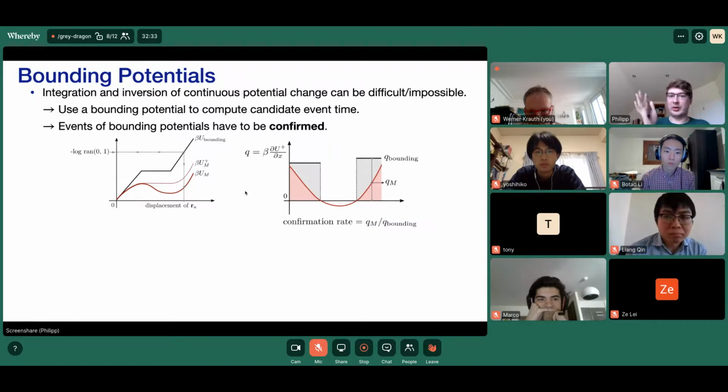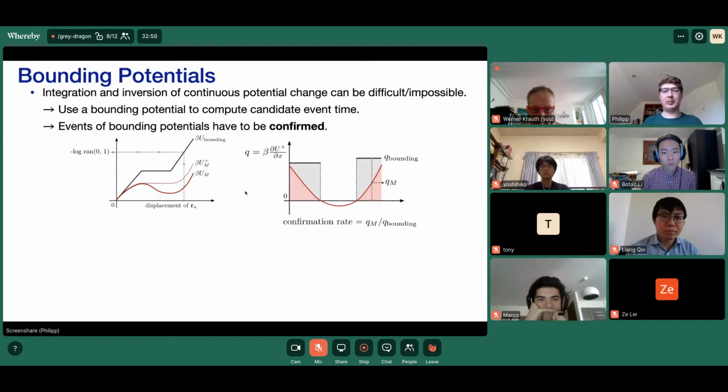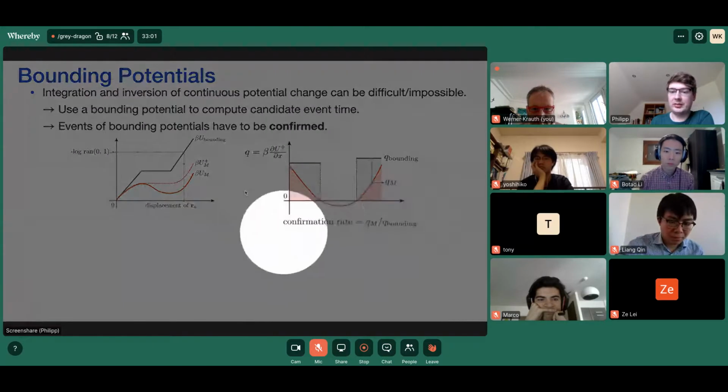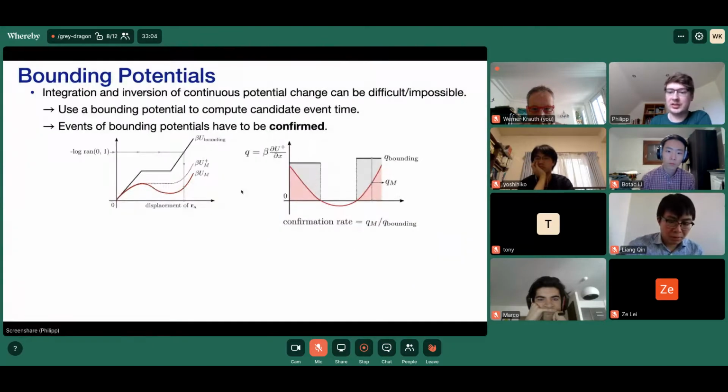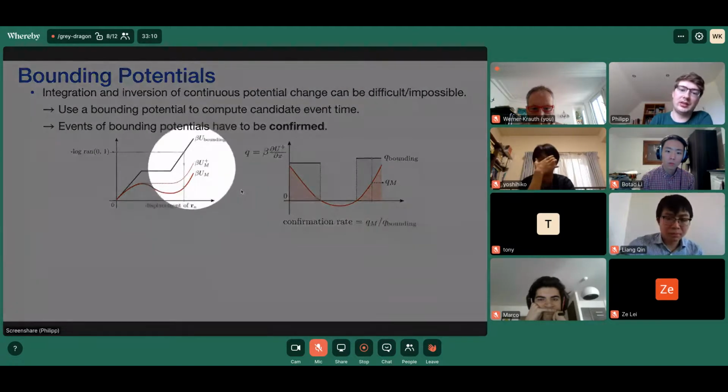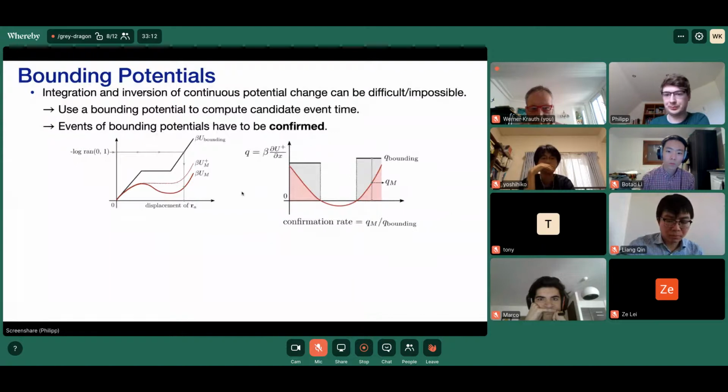However, as you can see, because my bounding potential is always steeper than my original potential, I will on average, or rather always, sample event times too early. And this is solved by confirming these events of the bounding potentials afterwards. So sometimes the proposed events by the bounding potential are accepted, but sometimes they have to be rejected, unfortunately. This is sketched on the right here, and you can show that the necessary confirmation rate of this proposed event is just the ratio of your two event rates. So the ratio of the steepness of your potentials at the given sampled point.